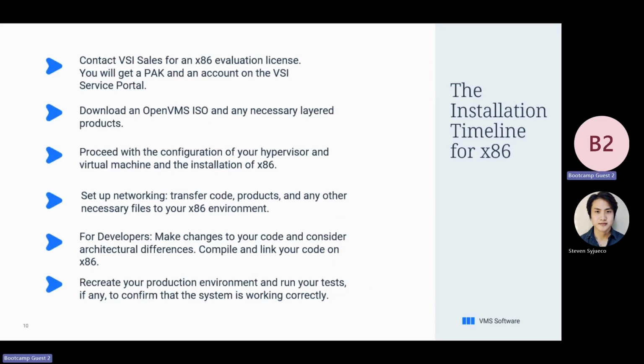Okay, so your planning's done. We assessed. We're ready to go. Here we included just an overall timeline of what it would look like when you're starting to install x86. You would reach out to us, get an account on the service portal. This allows access to all the ISOs you're going to need, the patches, the kits. Once you get your account, you spoke with sales, we're going to proceed with configuring your hypervisor, virtual machine, and we're going to start to execute installing x86 on a new system to migrate over to.